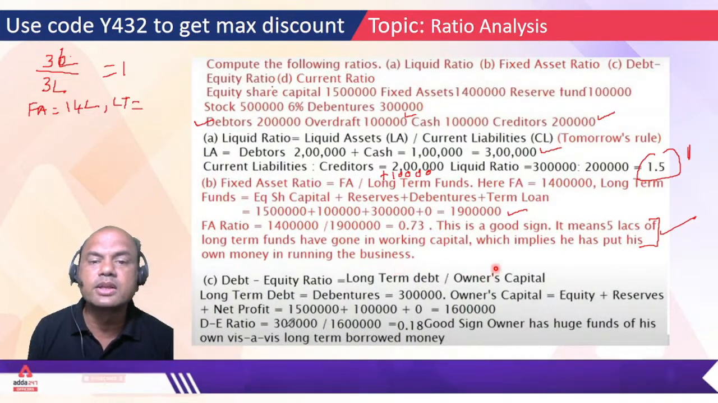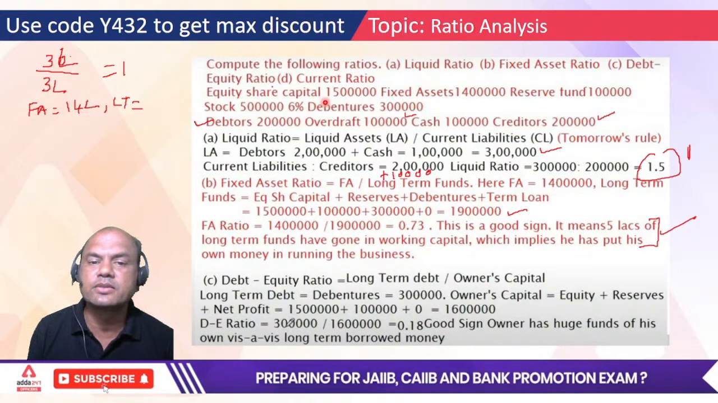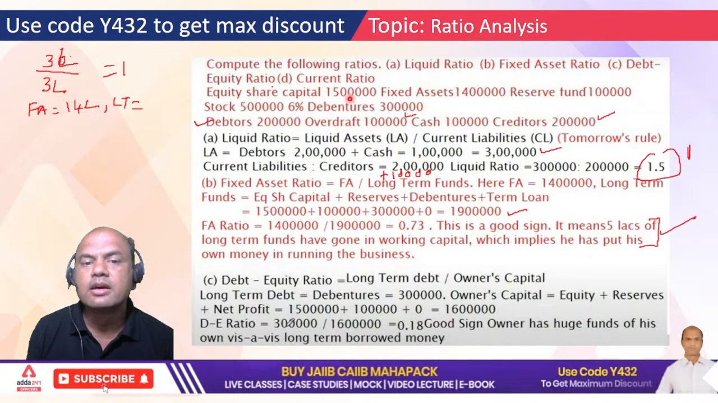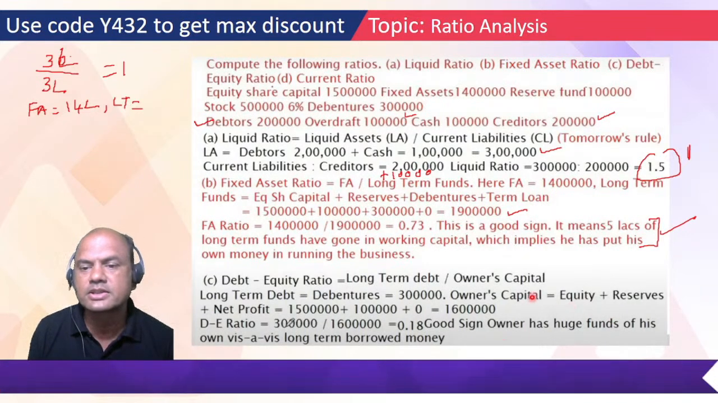Now owner's capital. What is the owner's capital here? Owner's capital always consists of 3 parts: share capital, reserves, and net profit. I might have written it over here. See this.